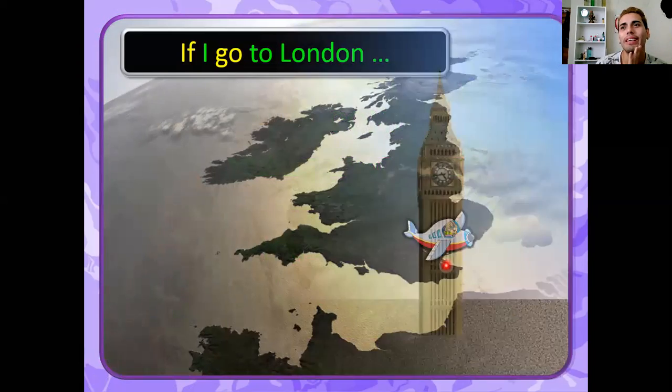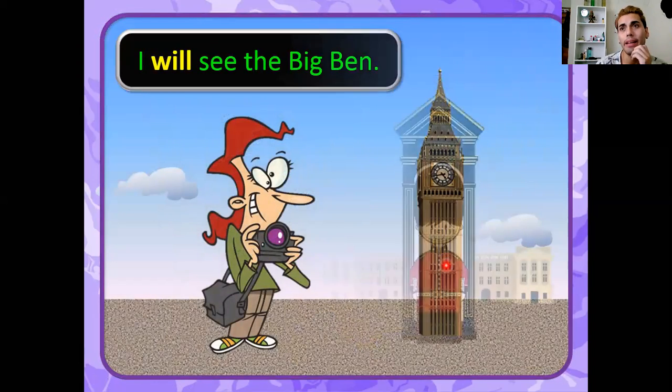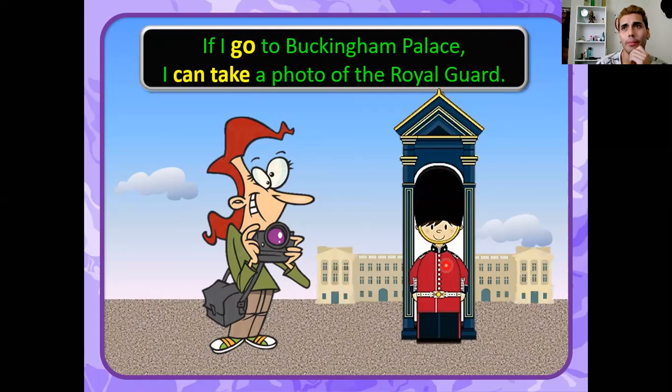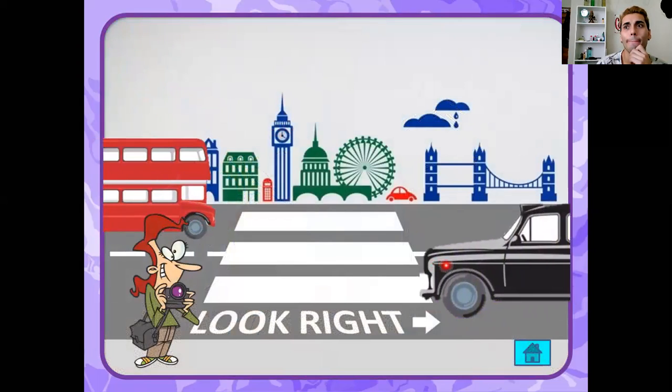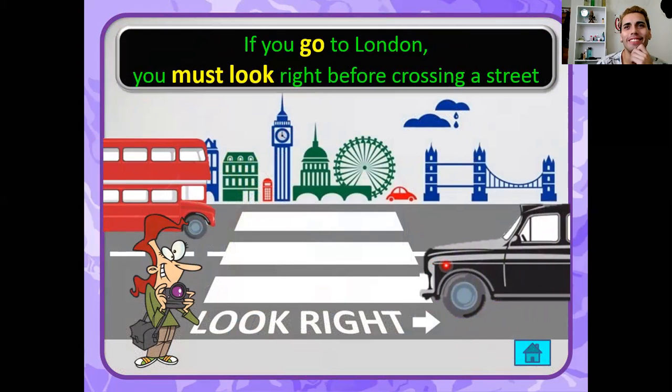Okay, so let's see the next one. If I go to London, I will see the Big Ben. If I go to Buckingham Palace, I can take a photo of the Royal Guard. If you go to London, you must look right before crossing the street. Well, actually, you must look right before crossing the street. No matter what place you go to, you should always do it. Whenever you are walking on a zebra path, you must always look right before crossing the street. Because you could die. If you don't do it, you die.